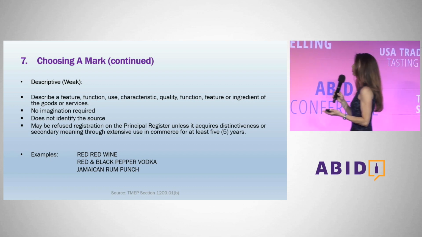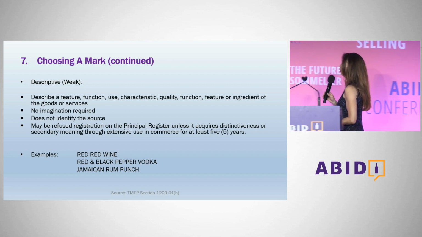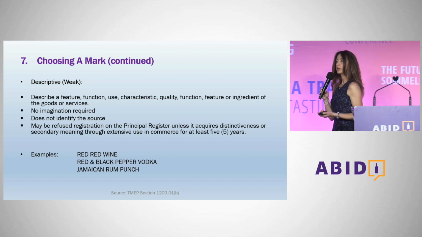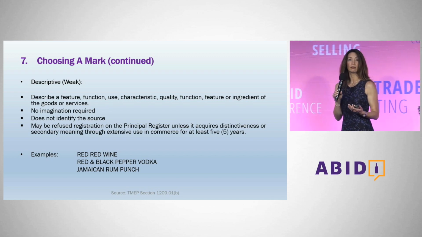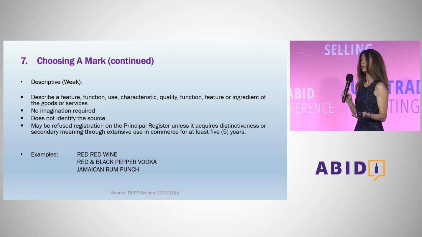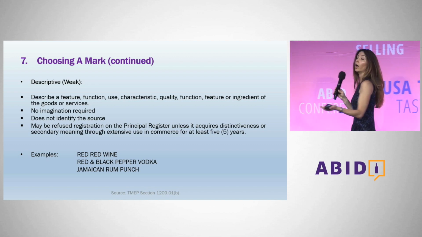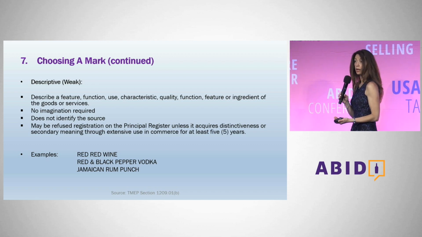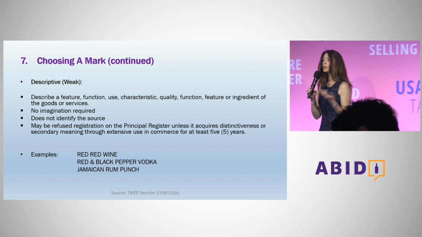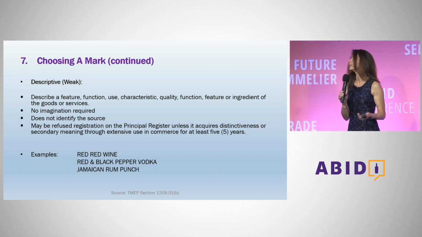So if you take a look at some of the examples, I found a mark called Red Wine. Now the fact that it says red twice doesn't do anything for you. It's still descriptive, right? It's applied to red wine. It's not applied to white wine, it's red wine. So you know what's in the bottle when you're looking at that brand.